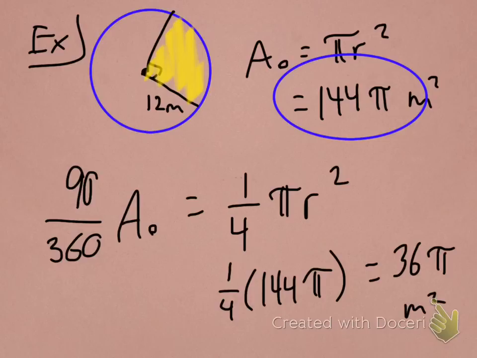Make sure you don't forget to put your units there. So 36 pi square meters. Okay? So that's kind of how that takes place.